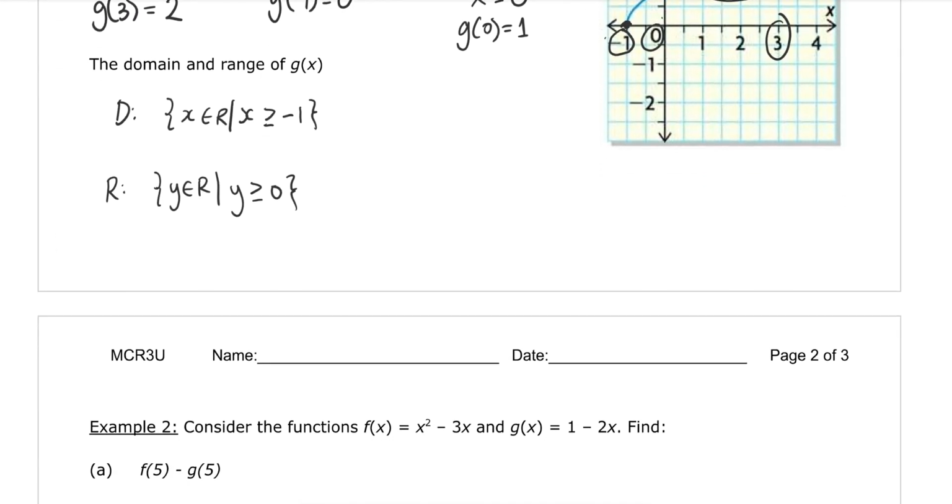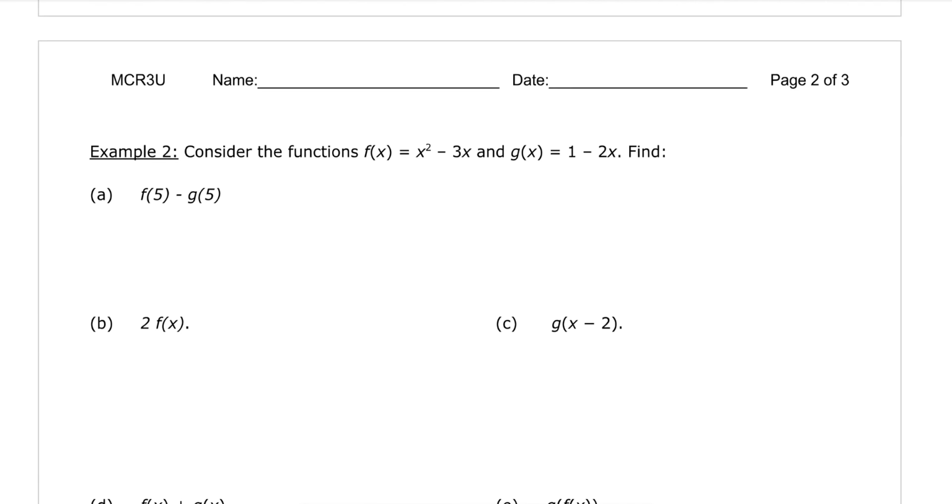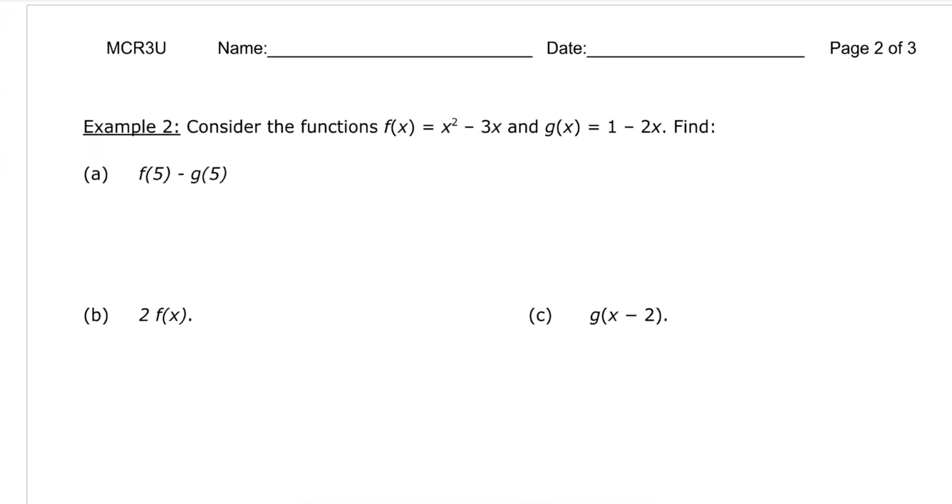Okay, let's look at another example. Let's see how we can evaluate functions. So consider the functions f of x and g of x. Now they're given to us as equations. Let's find the following. f of 5 minus g of 5. So this question is asking me to evaluate f of 5 and evaluate g of 5 and subtract those two y values. So let's do f of 5 first.